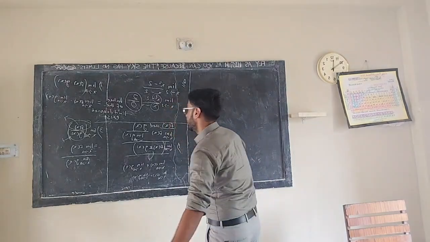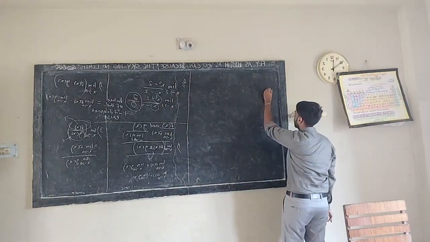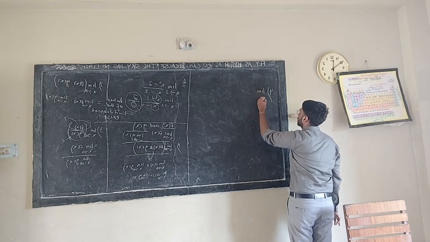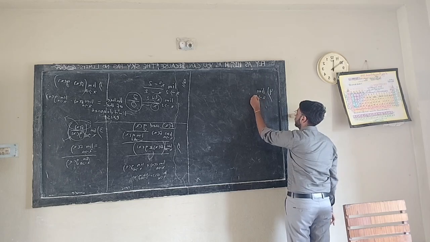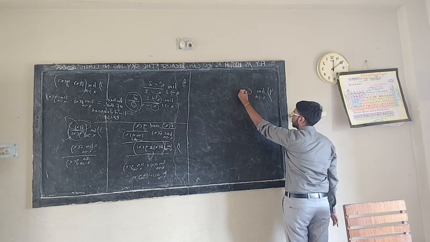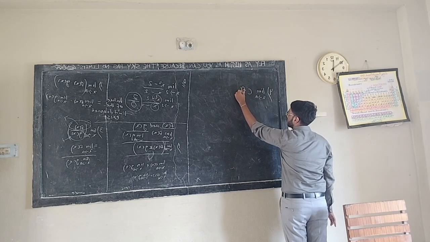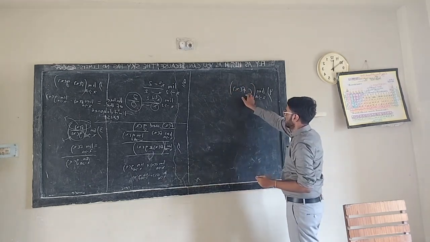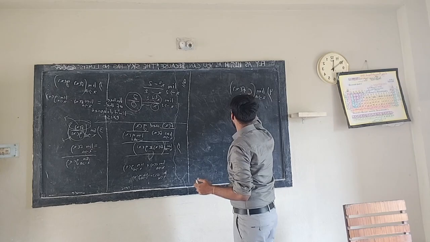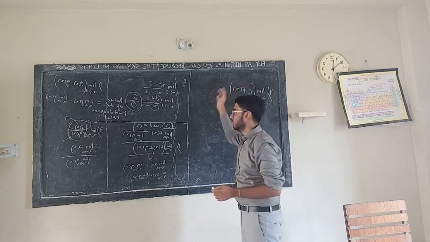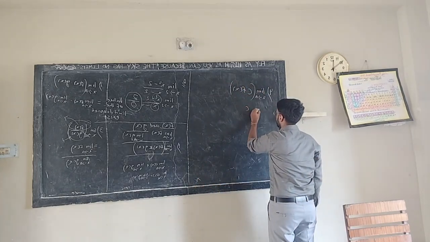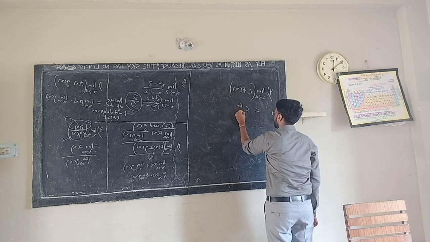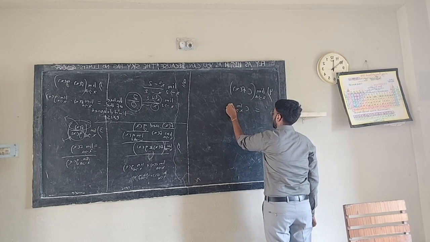So now we are writing another property, property number 4, which is limit extending to a, let's say there is a constant c which is multiplied with the function f of x. Can we take the constant outside? Yes. So it is equal to c into limit extending to a f of x.